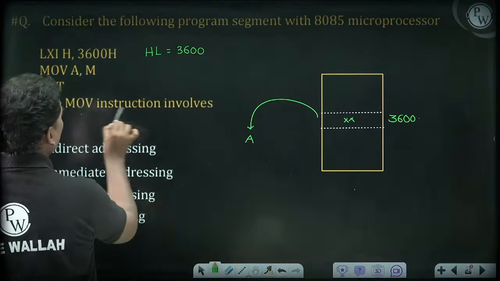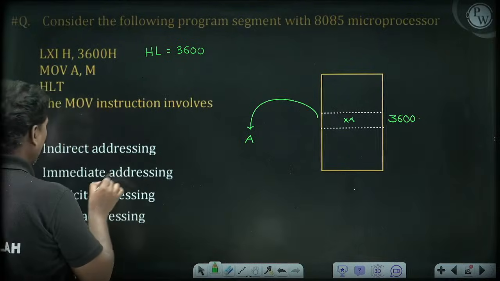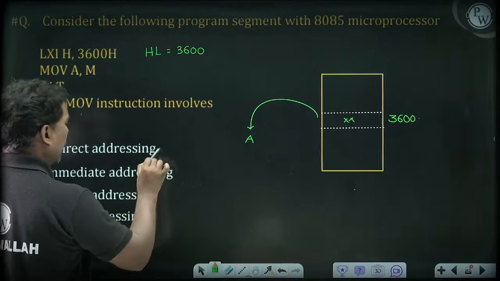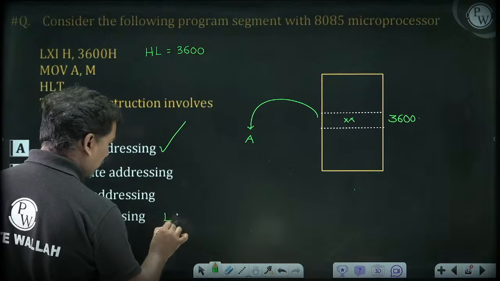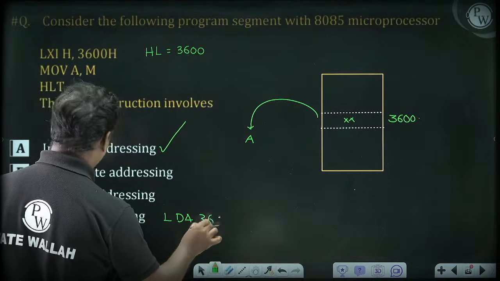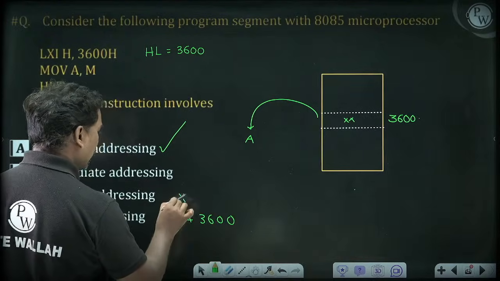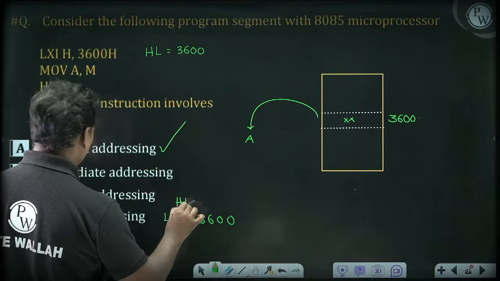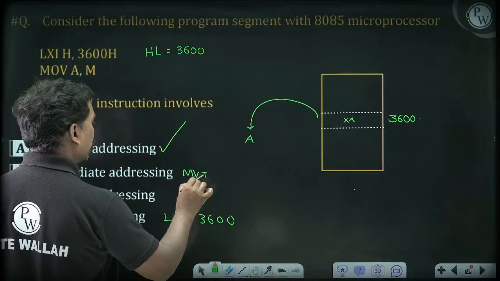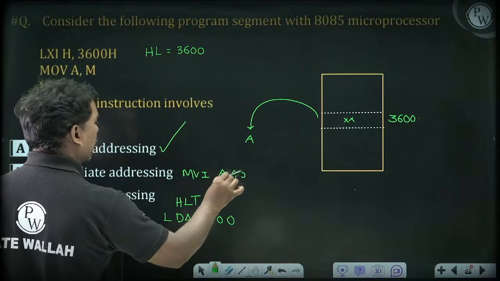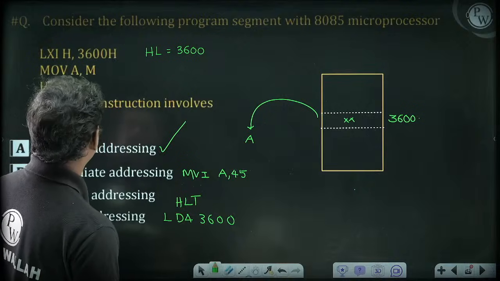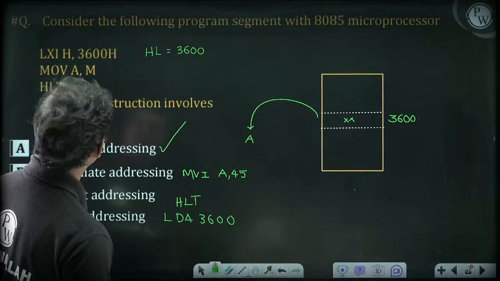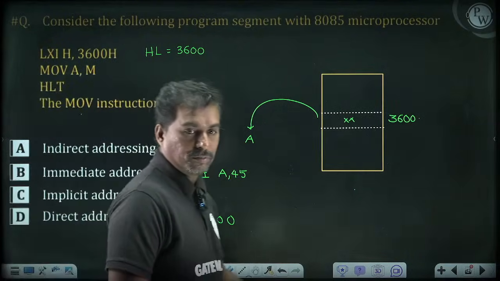Halt. The move instruction involves what? Indirect addressing, immediate addressing, implicit addressing, direct addressing. Why? Because direct means it will be like this, LDA 3600. Implicit addressing means halt. Immediate addressing means move immediate. So that's it. Indirect addressing. Option A is the right answer.